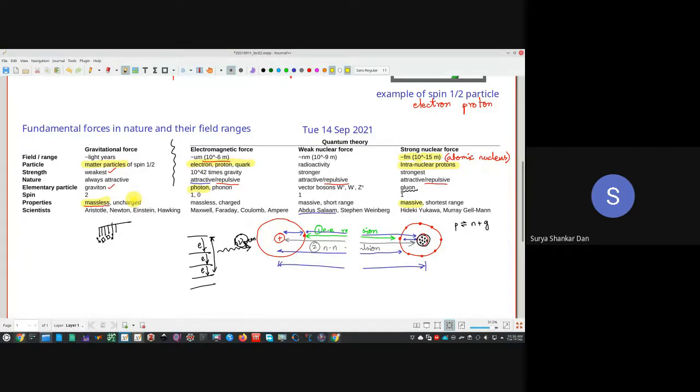Similarly, all charged particles will essentially give the photons. Weak nuclear forces are essentially generated by the radioactive properties. Then the strong nuclear forces are generated by the protons. As I told you, protons will essentially transfer into neutrons, and neutrons will again transfer into protons, either giving or taking up the gluons.